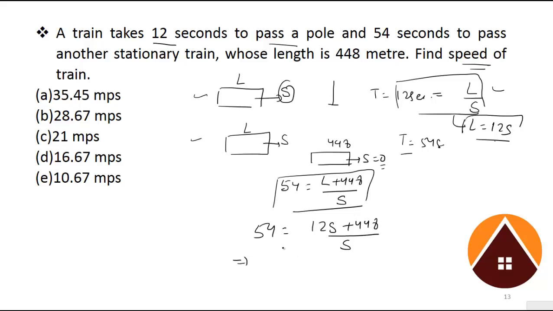On solving, I think 54S minus 12S will be 42S. That is equal to 448. From here I'll get S is equal to 448 divided by 42. It will be something like 10 point something, right? So this answer will be nearly 10.67. So 10.67 meters per second.